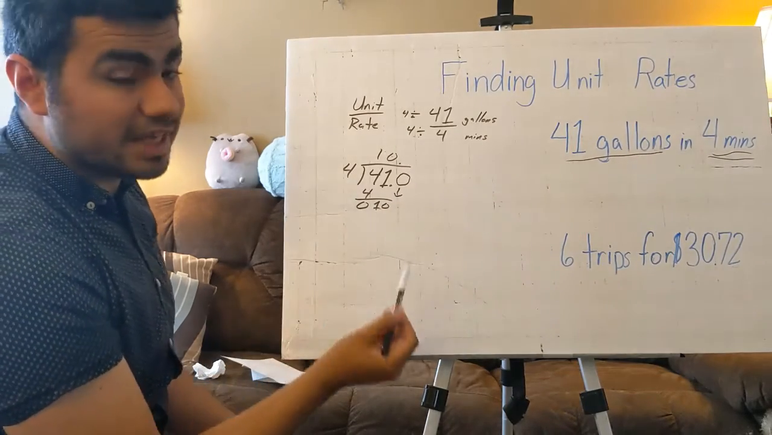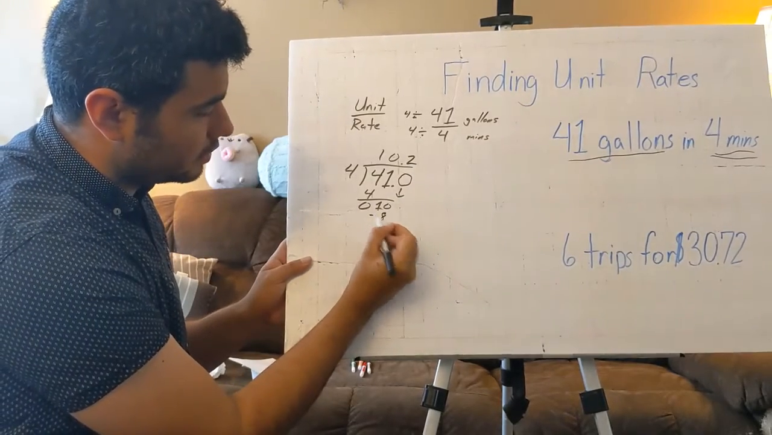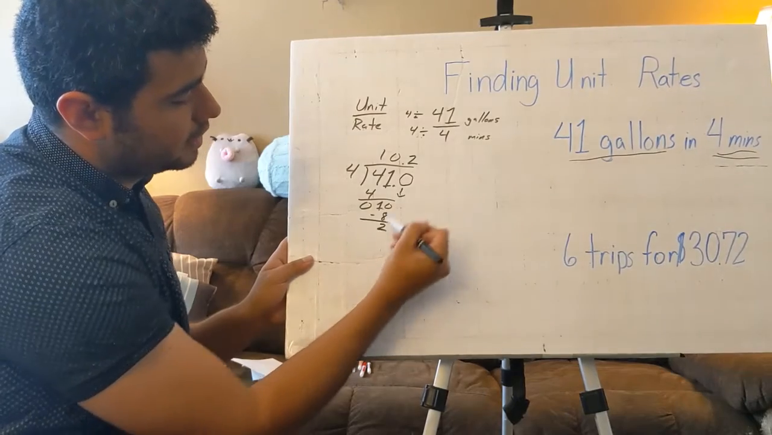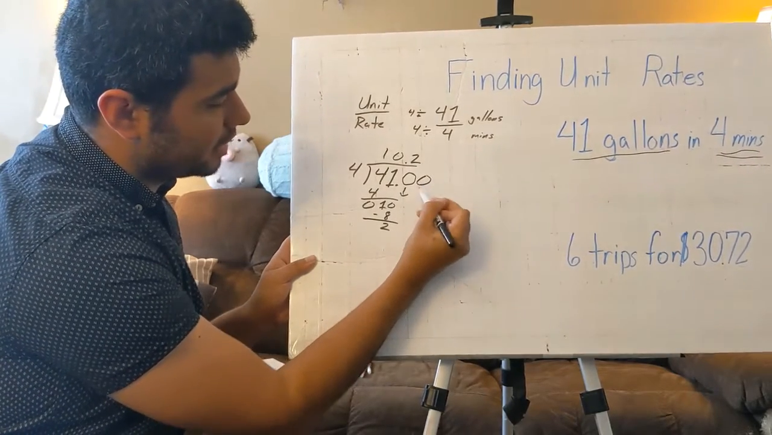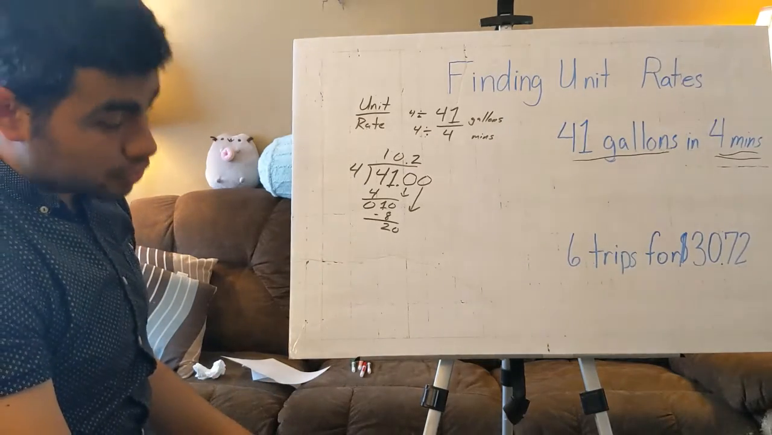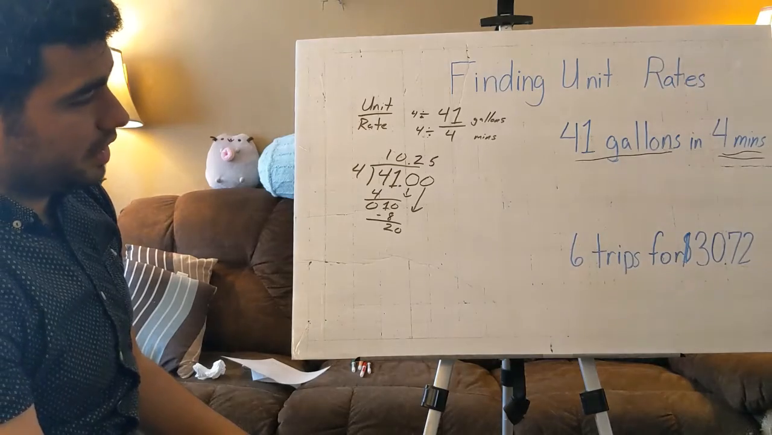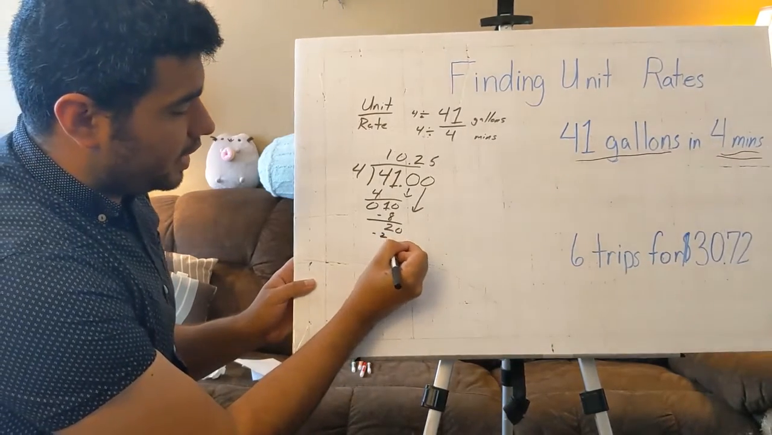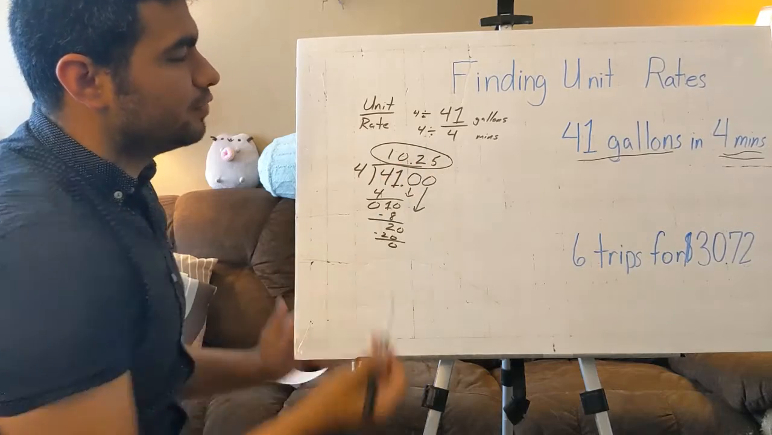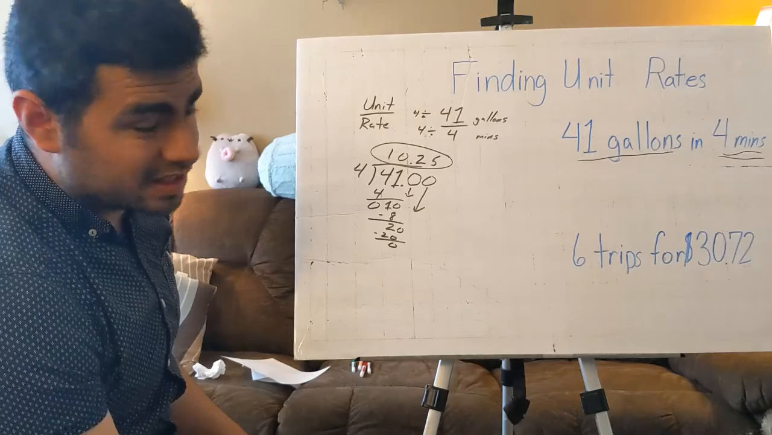Alright, 4 goes into 10 2 times. I get 8. I'm going to have 2. I can still keep dividing, so I'm going to add another 0, I'm going to bring that 0 down. 4 goes into 20 5 times. After I do that, I can't divide anymore, so this is going to be my final answer, 10.25. Now, 4 divided by 4, that is just going to give me 1.